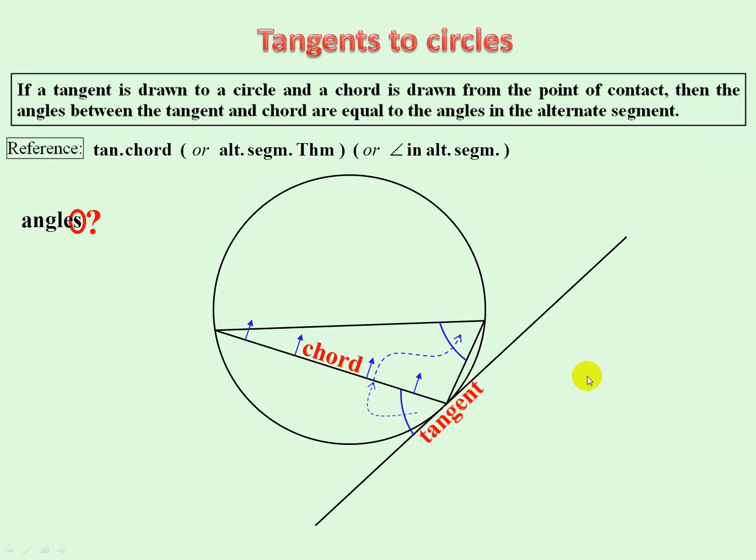Angles. Well, if you have a look, there's the angle between the tangent and chord, but if this is the chord, there's another angle there on the other side. And that means we can look anywhere in this smaller segment here to find an angle equal to that one. So there are two angles associated with each of these tangent chord combinations.